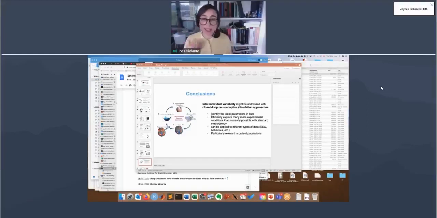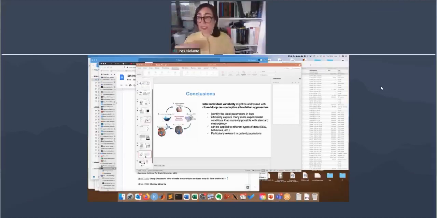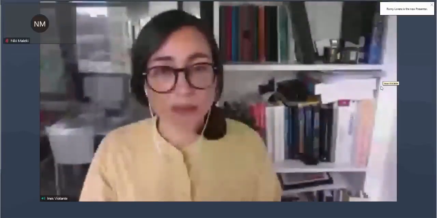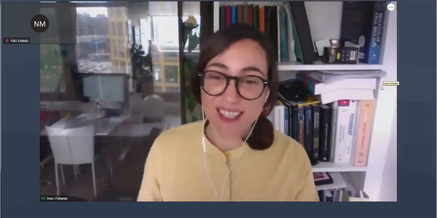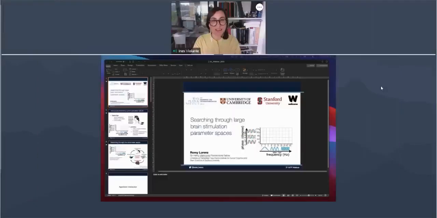It has been applied in brain simulation, and it is extended to not just fMRI, right, but other types of data like EEG. You could optimize for behavior, you can choose your application. And we believe that this is going to be particularly relevant in patient populations where that inter-individual variability is even larger. And I just want to really acknowledge Tibor, who has been spearheading the Bayesian optimization approach in my lab, and a number of other collaborators that have given such great input in the research that we're doing.